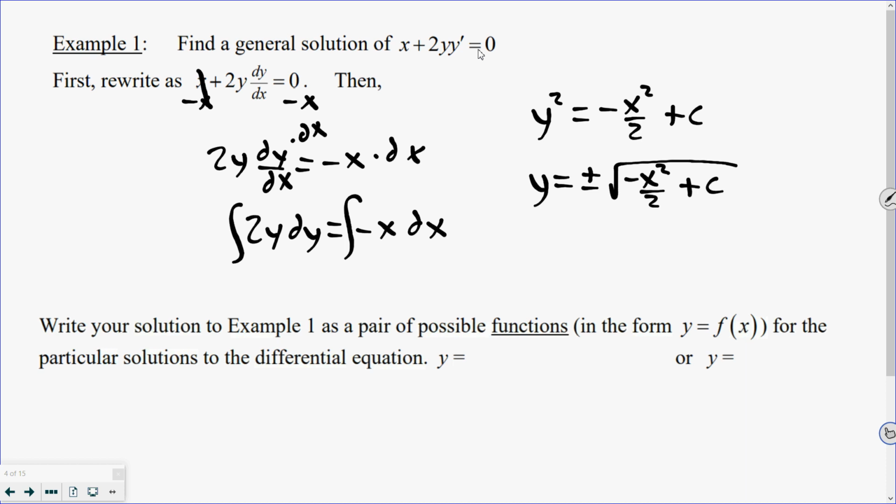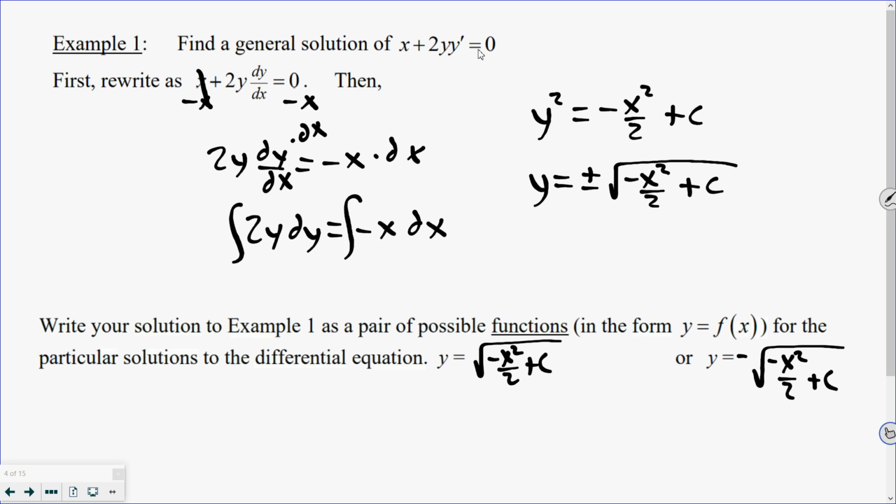Look down below at the next part, it says write your solution to example 1 as a pair of possible functions. The reason they're possible functions is it can't be both the plus and the minus, or it's not a function. So it could either be the square root of negative x squared over 2 plus c, or it could be the negative square root of negative x squared over 2 plus c. So it could be either one of those two.